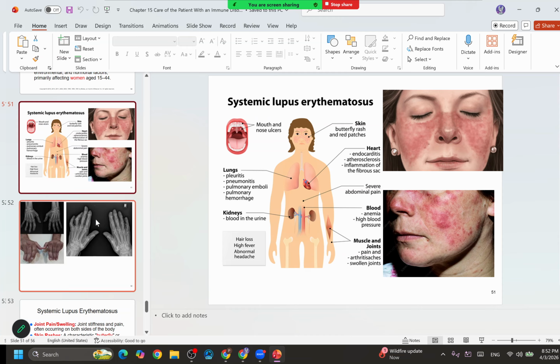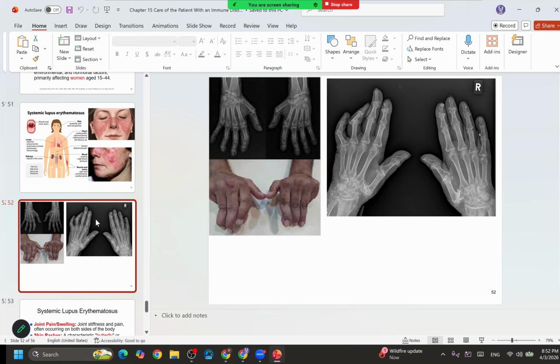Okay, let's talk about the joint. We've talked many times about the joint having lots of pain. This is lupus, and it's like rheumatoid arthritis. It's kind of like rheumatoid arthritis because the autoimmune system attacks your own bone and also your muscle. So that's why you can see it's all deformed.